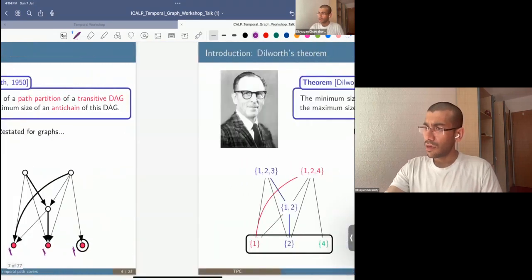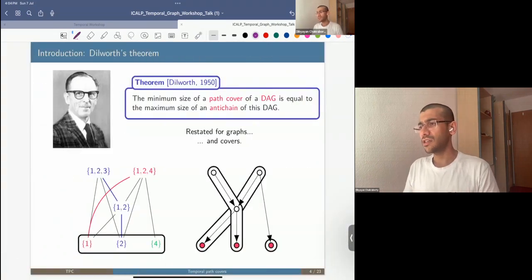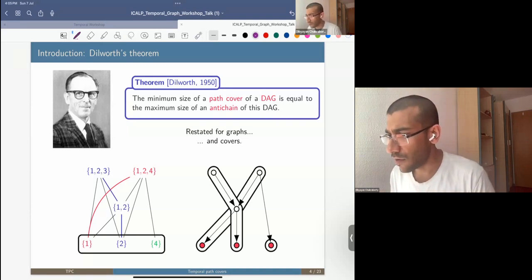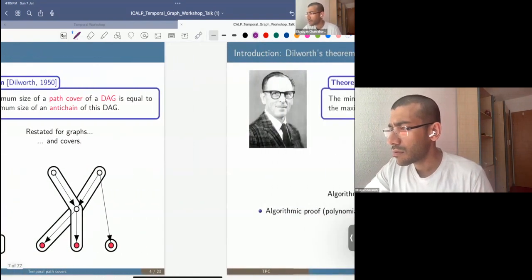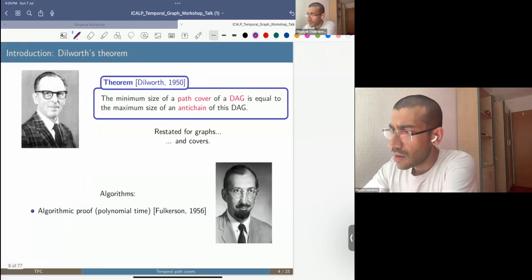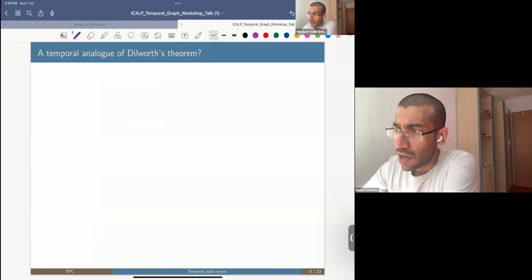And for general DAGs, again we can restate it in terms of a path cover. The minimum size of a path cover of a directed acyclic graph is equal to the maximum size of an anti-chain of this directed acyclic graph. So here we don't have a partition, but a cover. And what we wondered is, can we have a similar theorem for, let's say, temporal directed acyclic graphs? I will define what we mean by that. Of course, there is an algorithmic proof for this, and it has been studied quite a lot. So we want a temporal analog of Dilworth's theorem.